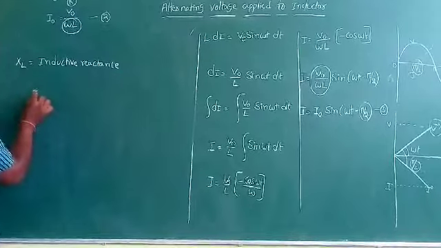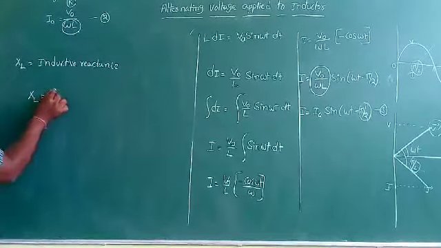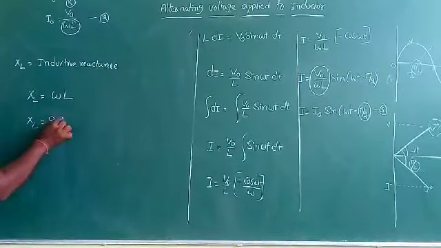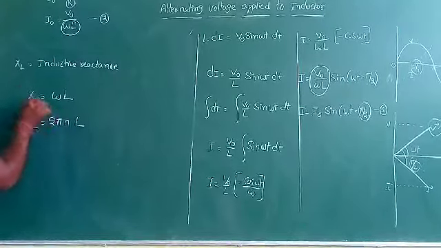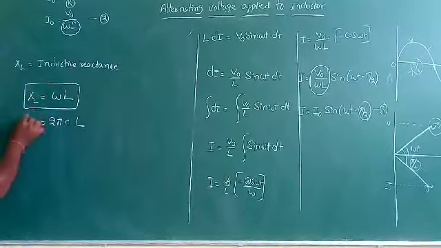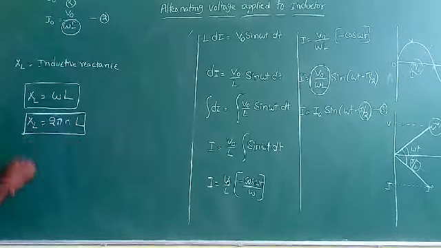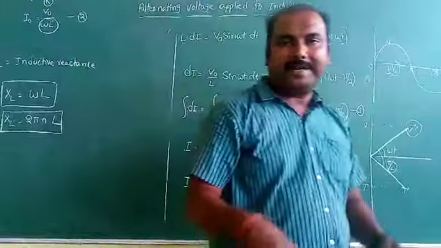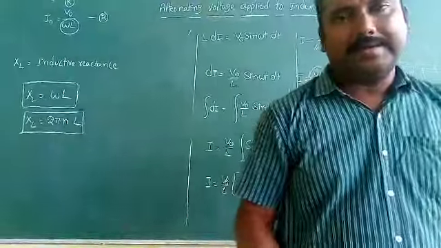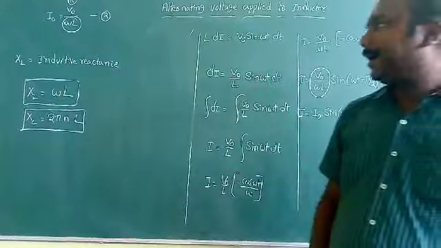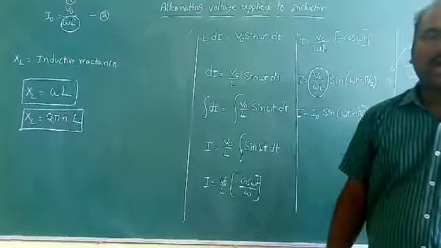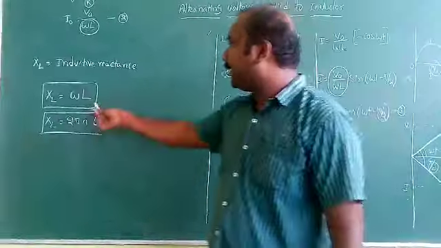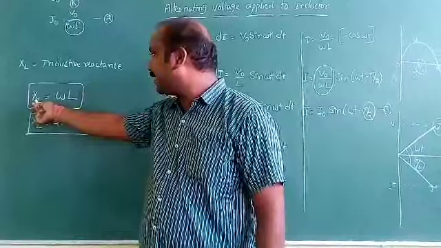So in place of XL I can use omega L, or in place of XL I can use 2 pi N into L, and this term we call the inductive reactance. What is the inductive reactance? The net opposition offered by the inductor to the flow of AC current, that we call the inductive reactance, and the inductive reactance symbol is XL equal to omega L.